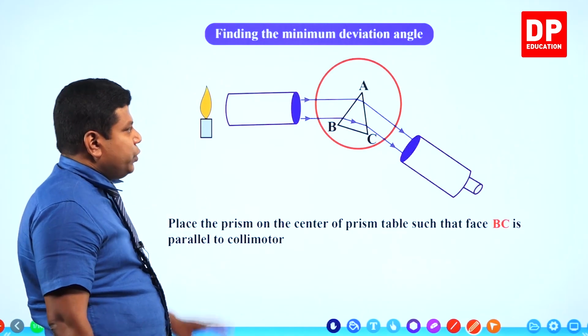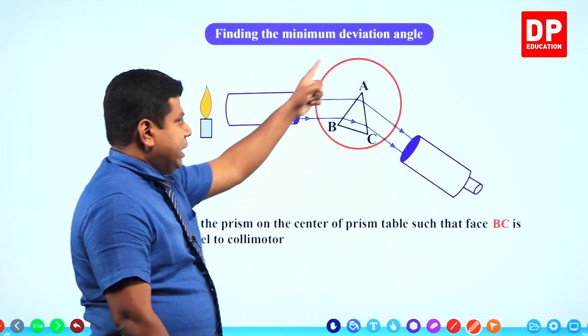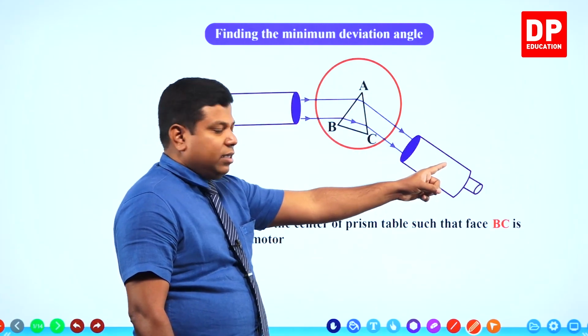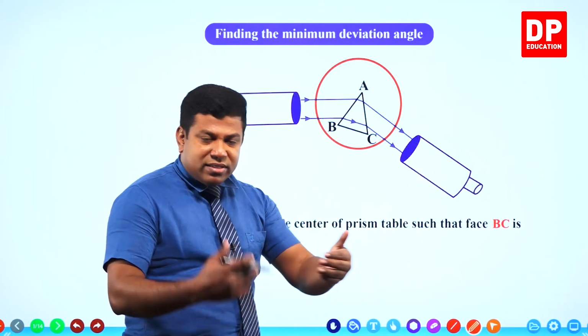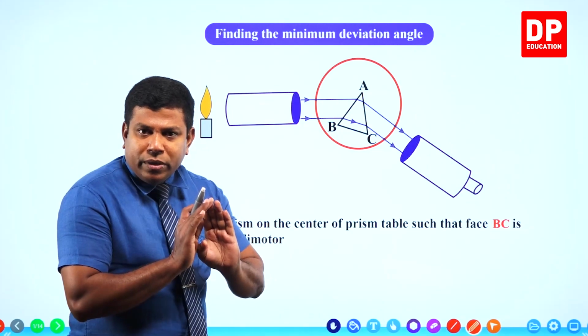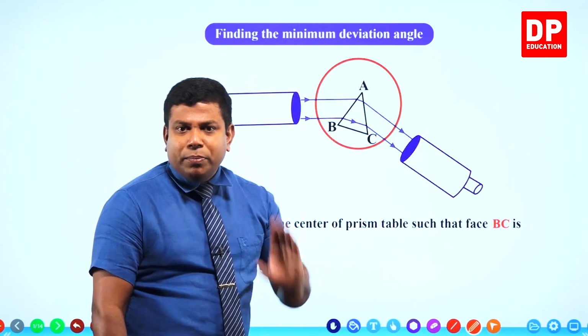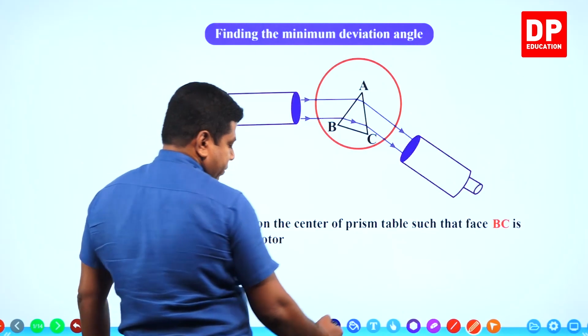Let me explain this to you. This is a light source, this is a collimator, prism table, and this is the telescope. When we start this experiment, already we have calibrated. Now we are going to keep the prism on this table. How do we keep the prism on the table initially?